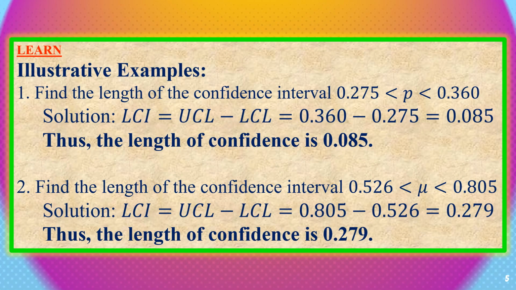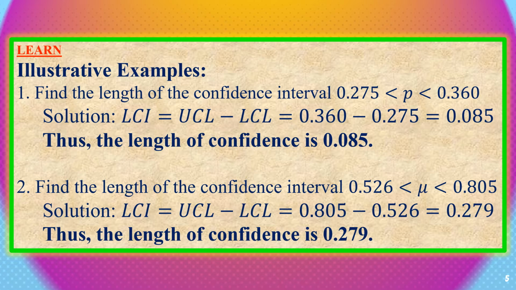Let's have example number 1. Find the length of the confidence interval of p greater than 0.275 but less than 0.360. So for the solution, your LCI is equal to the upper confidence limit minus the lower confidence limit. So you have there 0.360 minus 0.275, and that is equal to 0.085. Thus, the length of the confidence interval is 0.085.